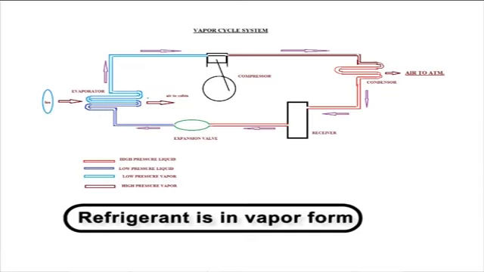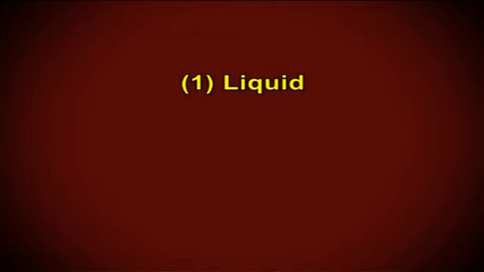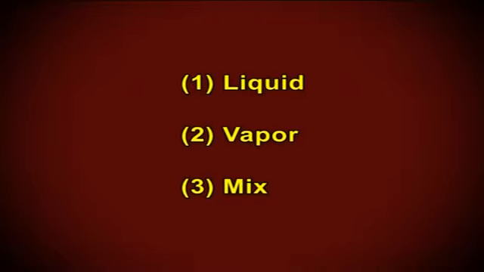The point at which the two curves meet is called the critical point. The importance of this point is that at any point above it, no additional pressure will change the vapor into a liquid. The curves break up the diagram into 3 regions: 1. Liquid, 2. Vapor, and 3. Mix. 1. Liquid region. The liquid region is also known as the subcooled region.